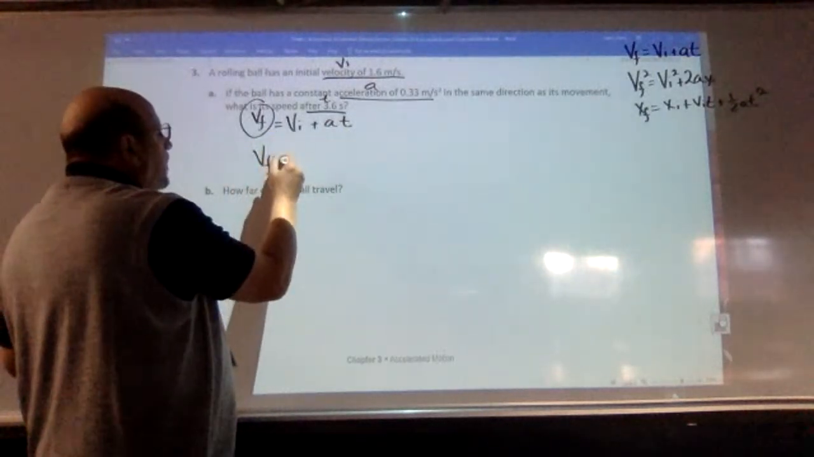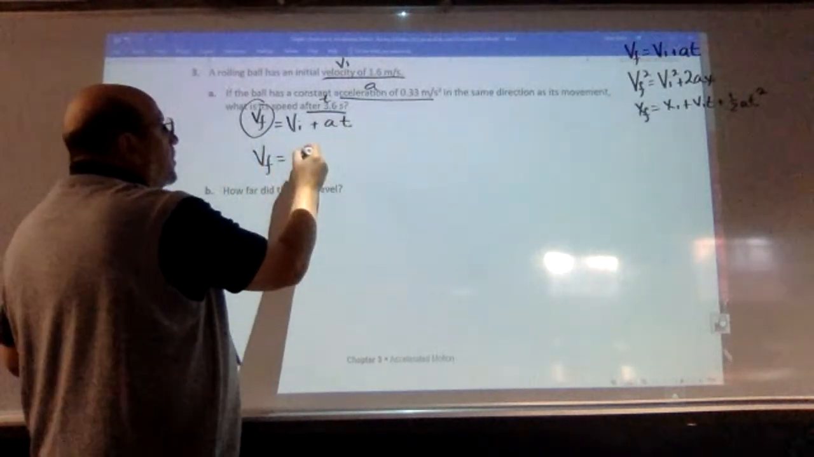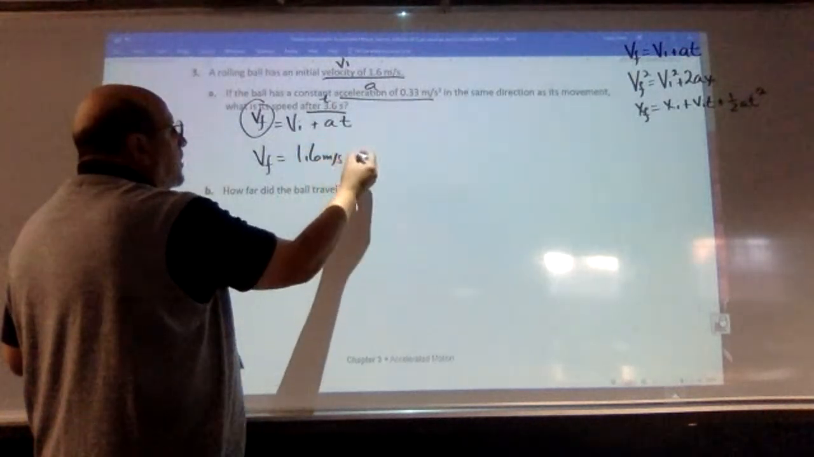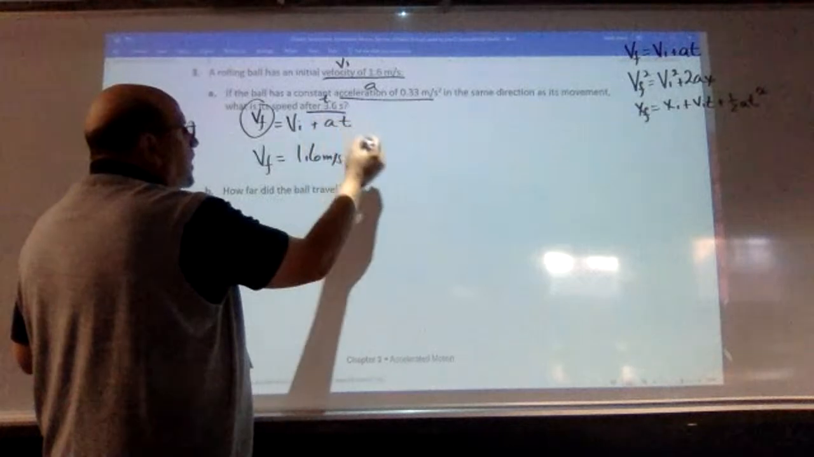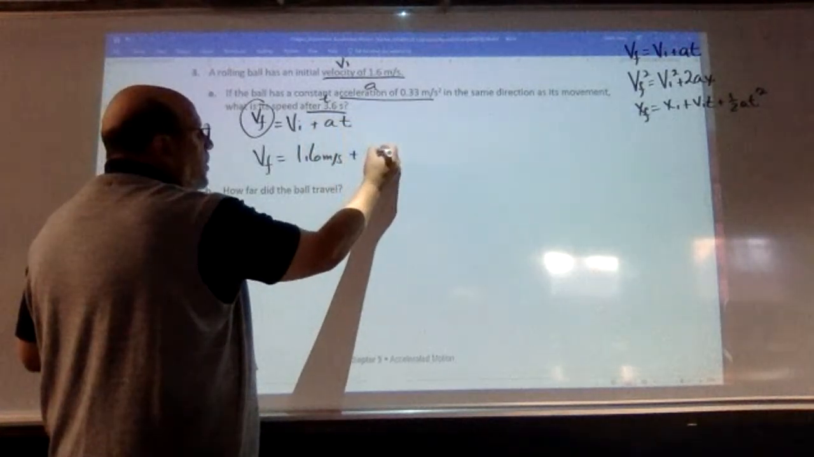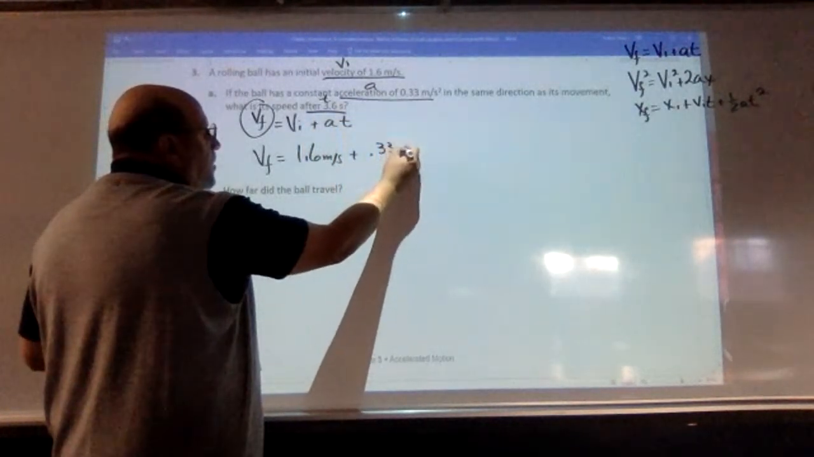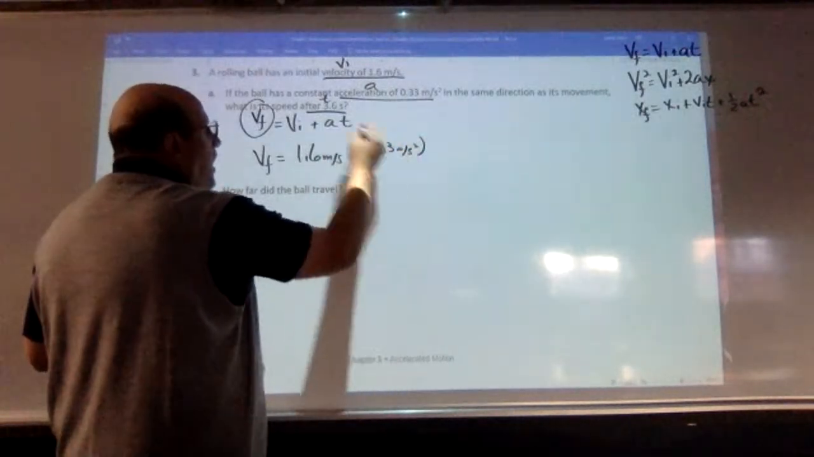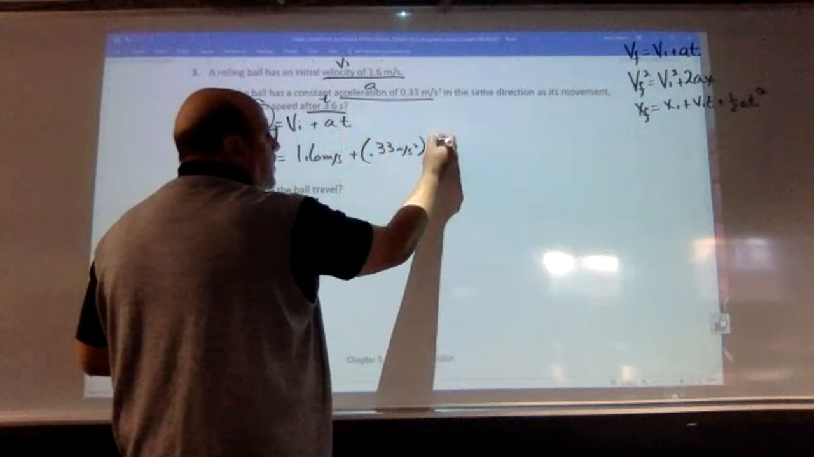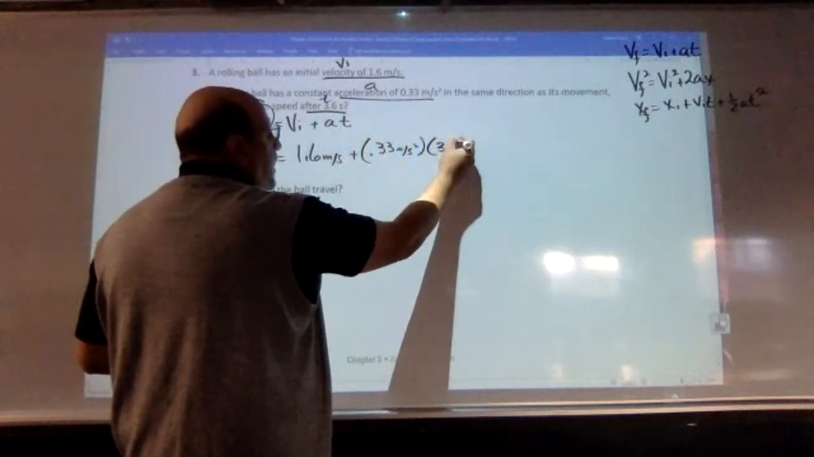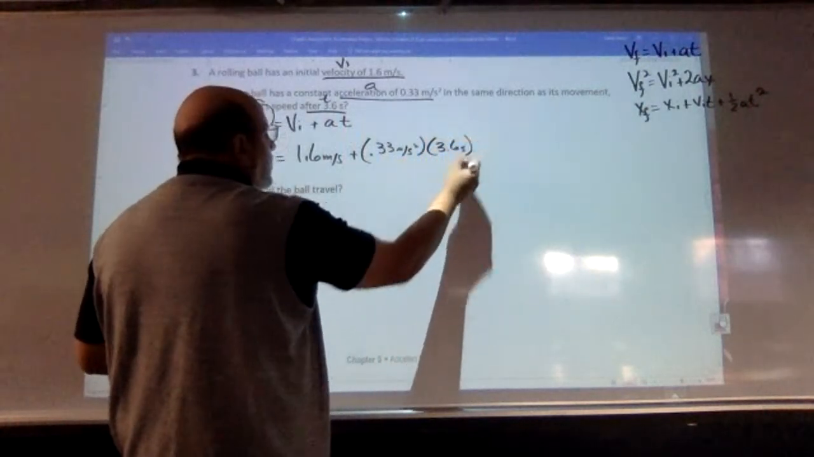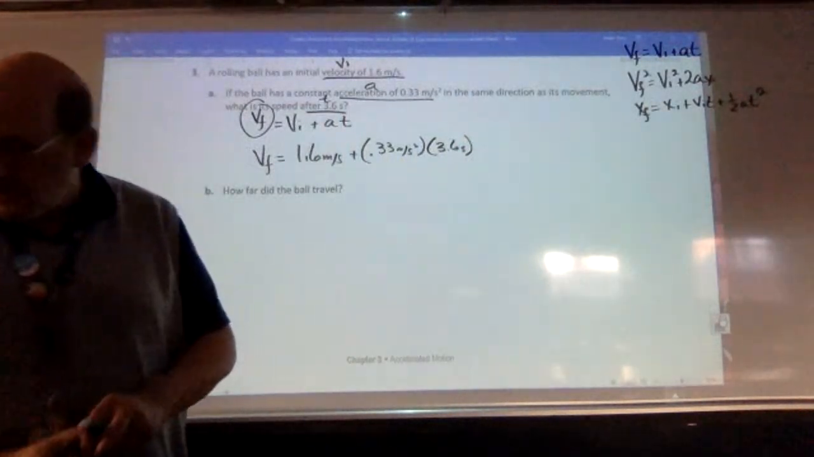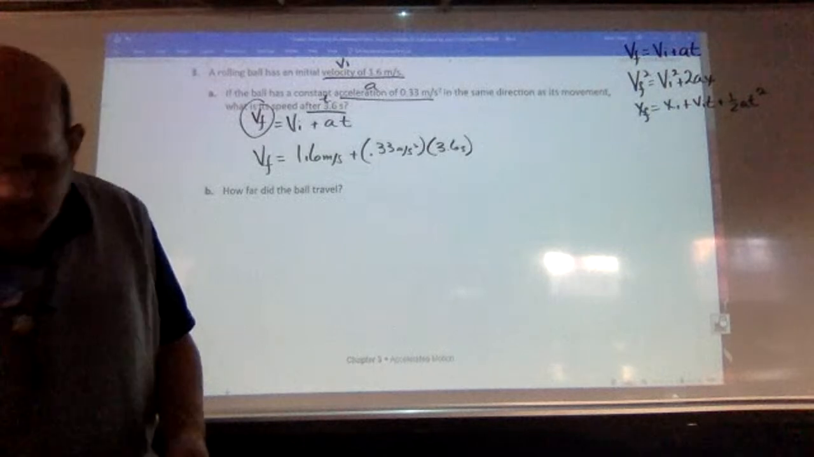VF is equal to 1.6 meters a second plus the acceleration of 0.33 meters a second squared times the time, which is 3.6 seconds. And then I get my handy dandy calculator to do all this work for me.